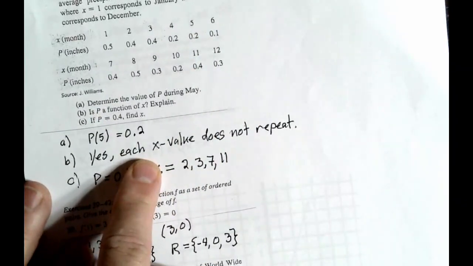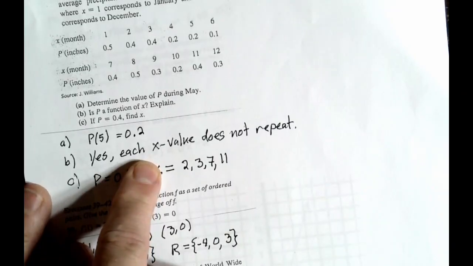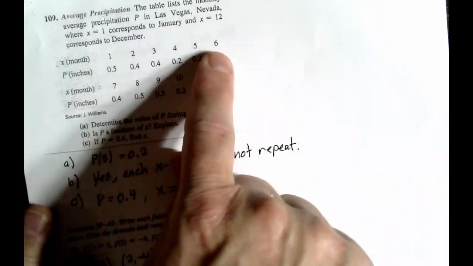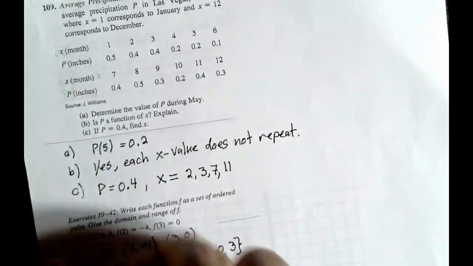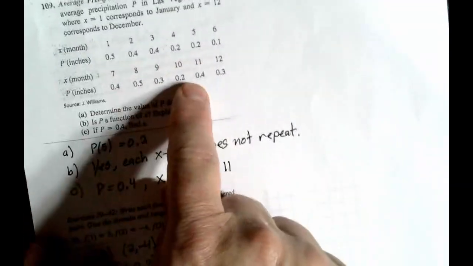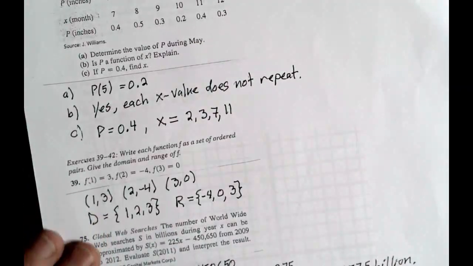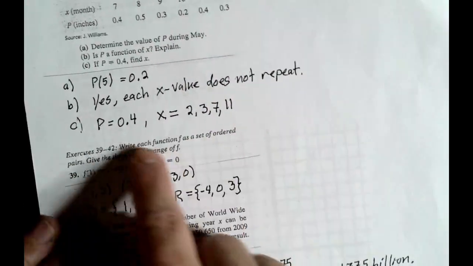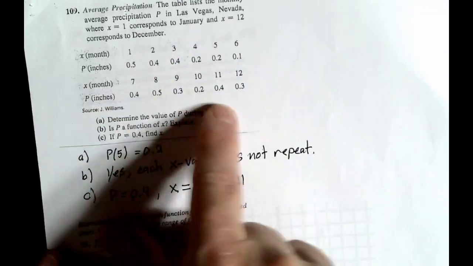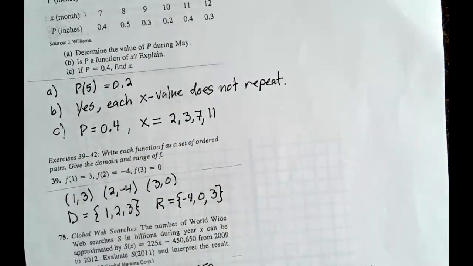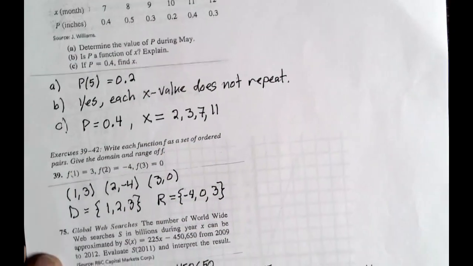Okay, and part B says, is this a function of x? Well, for each input is a different input, 1 through 12, so it's automatically a function. It would not be a function if any of them repeated, but they don't repeat, so it is a function. Okay, and they ask you what's P of 0.4 represent? Well, month 2, month 3, month 7, and month 11 are all 0.4 inches of precipitation.